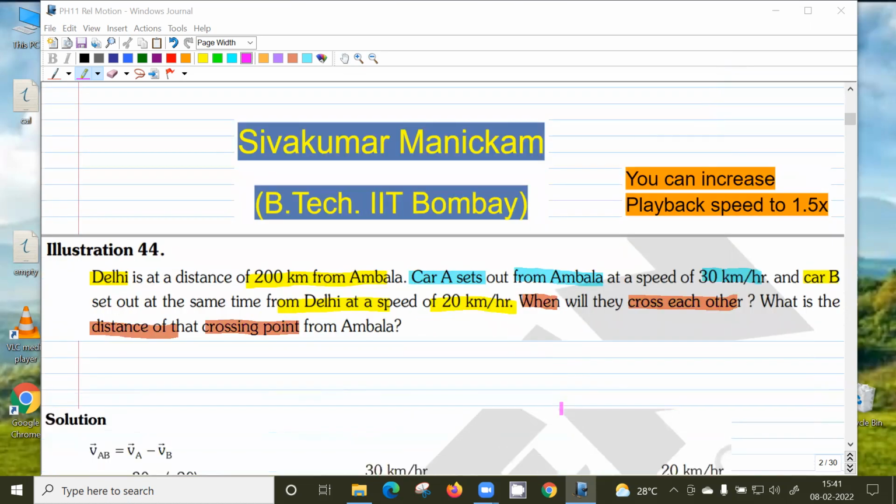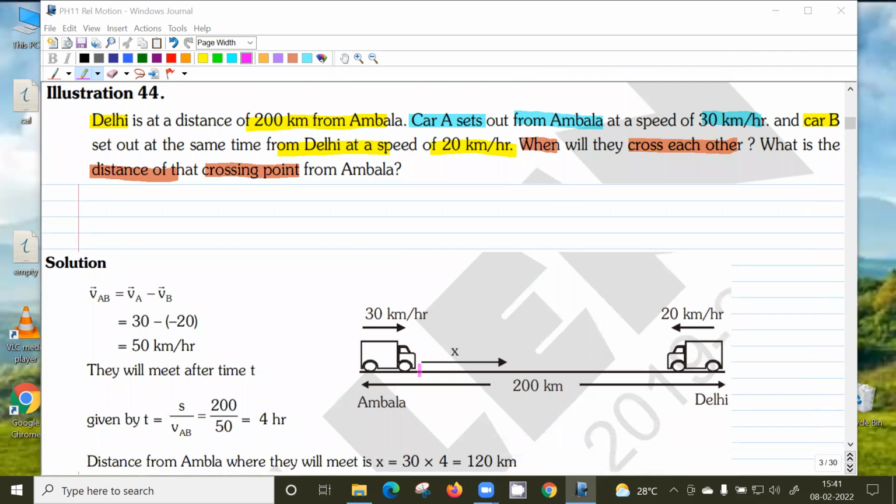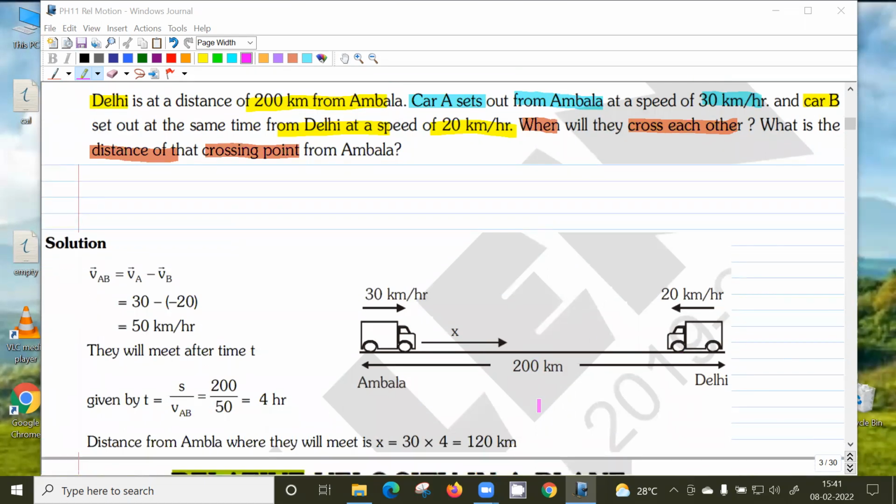Okay, I'll give the answer. So this is A, which is traveling a distance, and this is B, which is traveling a distance. So one way to solve it is displacement. Both of them will meet somewhere at time t. Because A is moving at higher speed, it has traveled a larger distance. So this distance is 30 into t, and this distance will be 20 into t. That should be equal to 200. From this, I'll get the time.